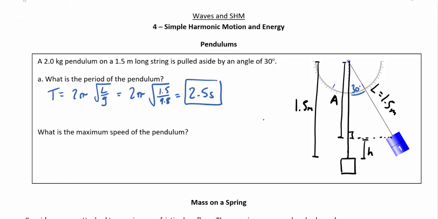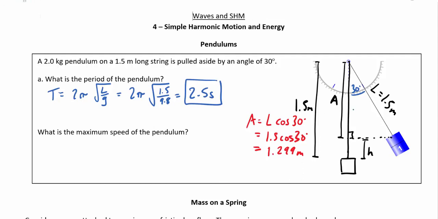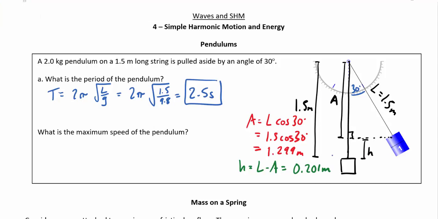So we could say that A would be equal to length times the cosine of 30 degrees, which is 1.5 cosine 30, which is about 1.299 meters. Knowing that H is just the difference between those two, H is just going to equal L minus A, which works out to about 0.201 meters.